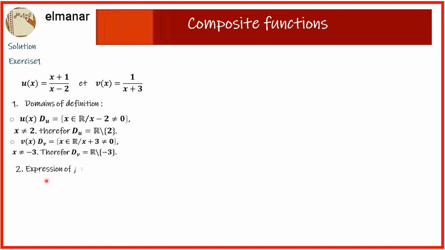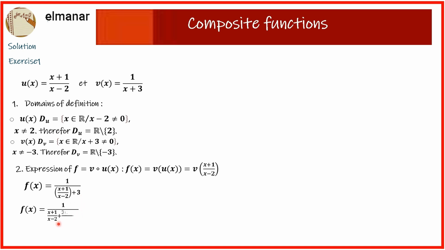Expression of the composite function f equals v composed with u of x. We have f of x equal to v of u of x. Therefore, f of x is equal to v of the quotient of x plus 1 by x minus 2. This means that we replace x by u of x in the expression of v of x. F of x is equal to the quotient of 1 by the quotient of x plus 1 by x minus 2, plus 3. To simplify, we write the denominator as a single fraction.